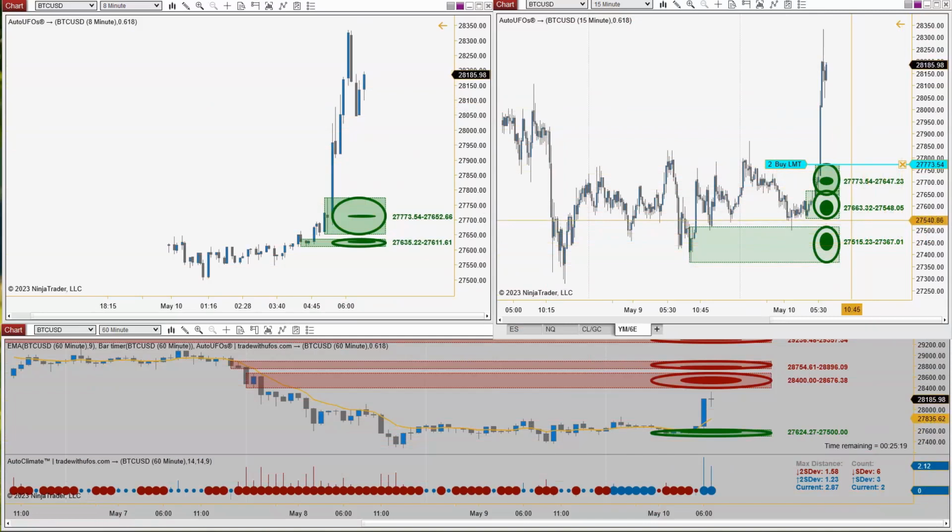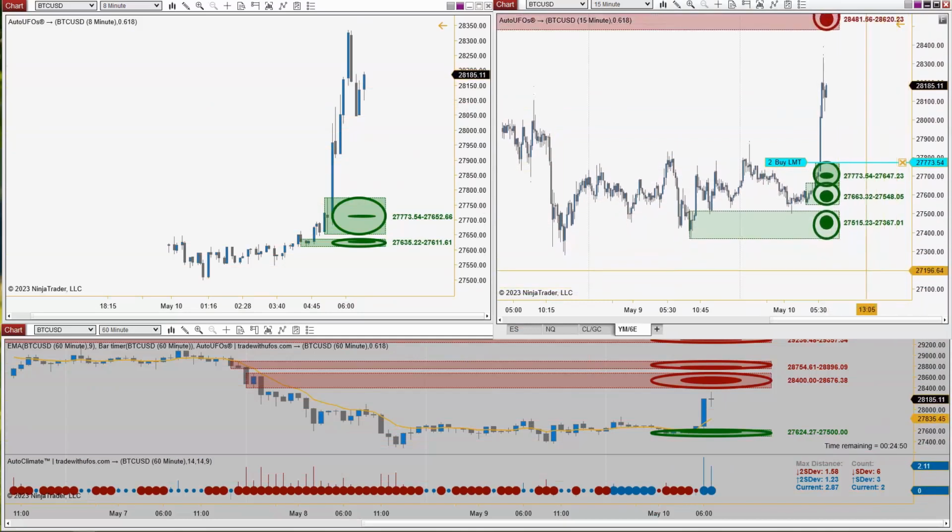27,498 is actually going to be within this UFO, so we do have to use the bottom UFO as well. So this is going to be a bit of a smaller quantity trade, but a wider net, let's call it. 27,367.01 minus 50. So our stop is going to be down here at 27,317.